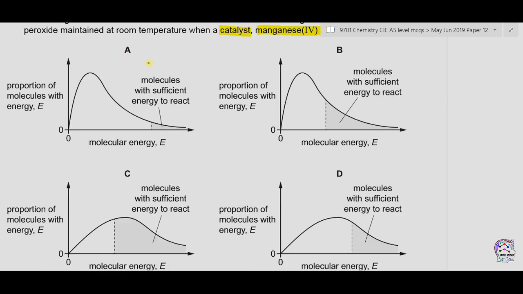Let's look at the options. We have 4 options here: A, B, C and D. In A and B we can see that the shape of the curve does not change, while in C and D we can see that the curve has shifted in the forward direction. So in C and D there is also a temperature change involved, so therefore they are not the answer.